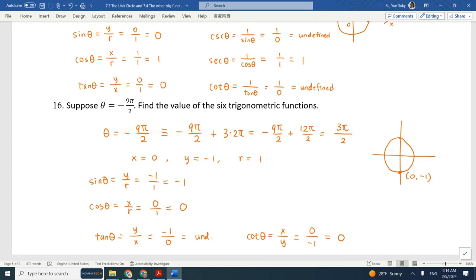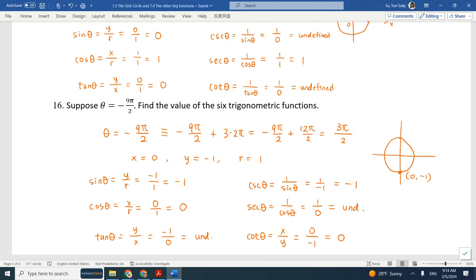Who's next? Secant. Oh, secant is 1 over cosine. And cosine is 0. What is 1 over 0? Undefined. And who's last? Cosecant theta. And that is 1 over sine theta. 1 over minus 1 is negative 1.